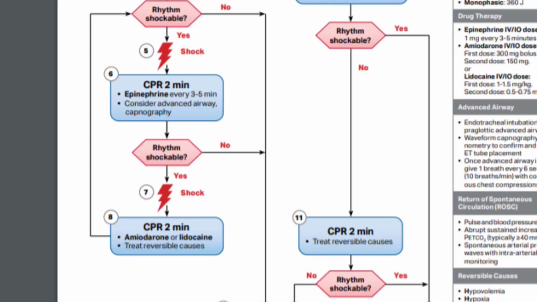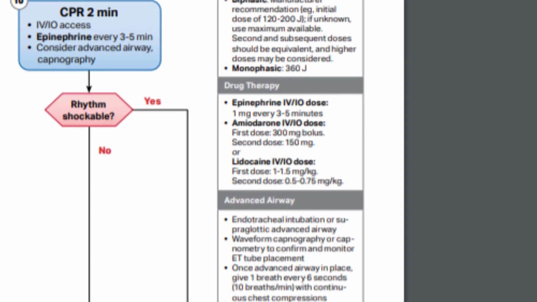Now, this has been 3 shocks. So now we can consider an antidysrhythmic. Antidysrhythmic of choice is going to be amiodarone. So if you slide back over here to the drug therapy box, you'll see amiodarone IV dose. Our first dose for pulseless VTach or VFib is 300 milligrams IV push. So we're going to push it, go back to doing CPR. Now, if we're in that time frame where we are getting close to the end of that 3 to 5 minutes for the epi, let's go ahead and give another epi also.